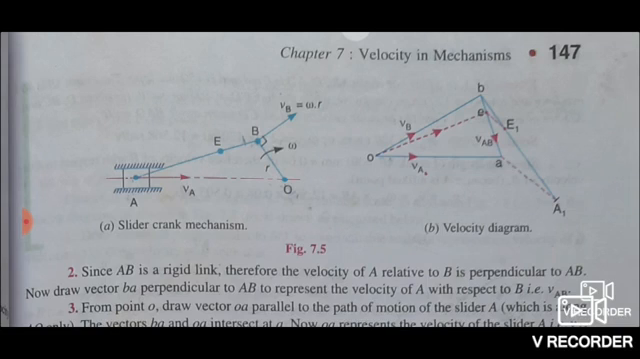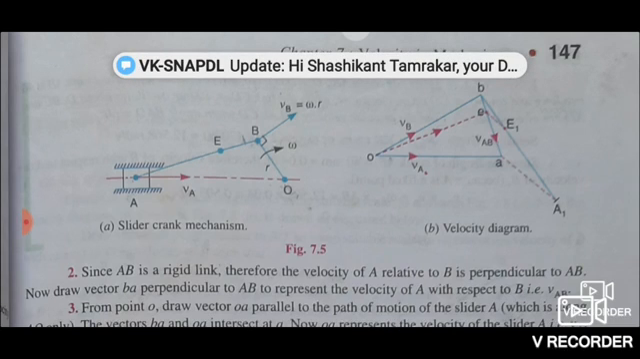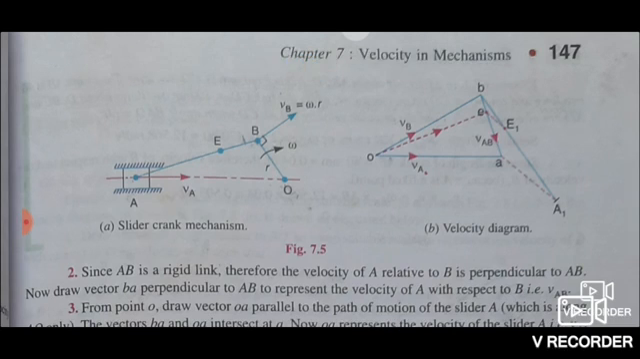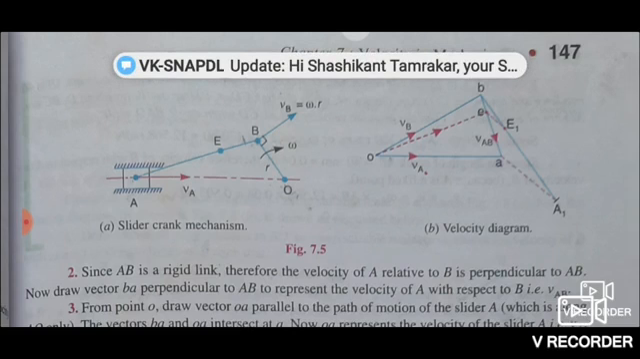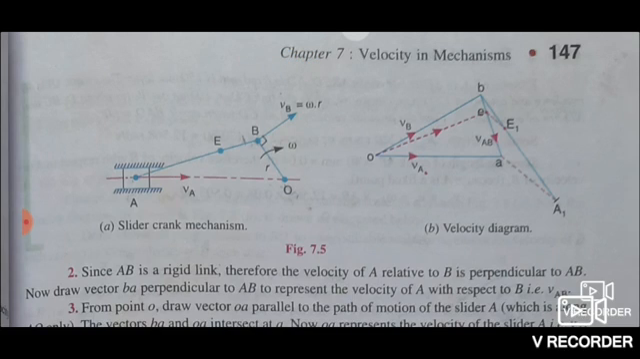This is shown in red color. First point, from any point O, draw vector OB in the second diagram. From any point O, draw vector OB parallel to the direction of VB, or perpendicular to OB, such that OB equals VB equals omega R to some suitable scale.